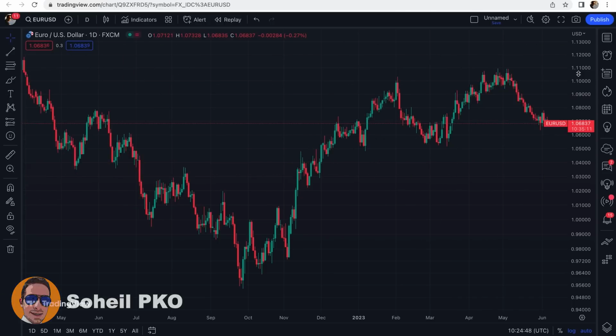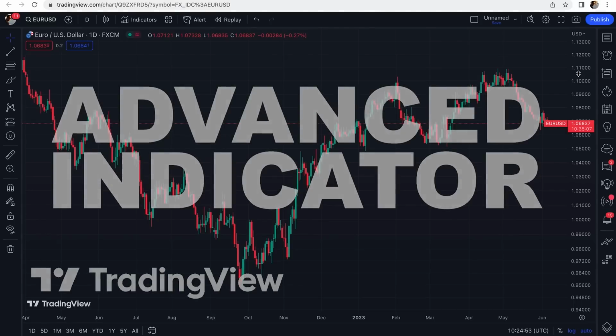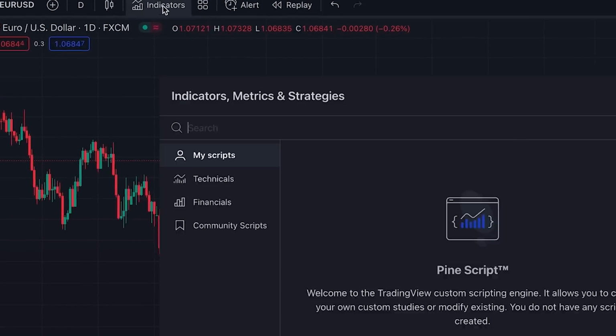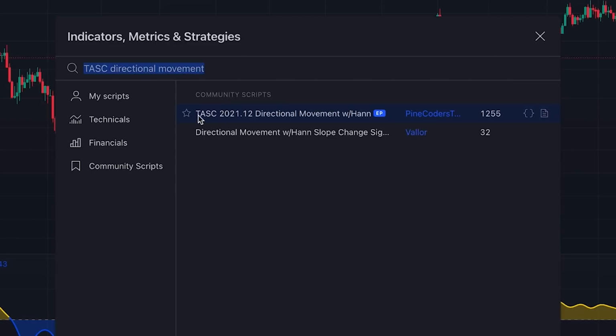Sohail here, and today I want to introduce an advanced indicator on TradingView that works perfectly and profitably. To add this amazing indicator to our chart, we click on indicators and search TASC directional movement, TASC 2021 directional movement with Hann, which is an editor's picks indicator, and it's written by someone named Pinecoders TASC.